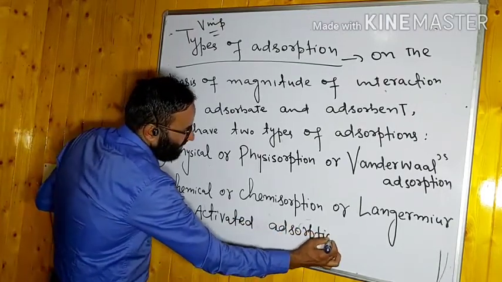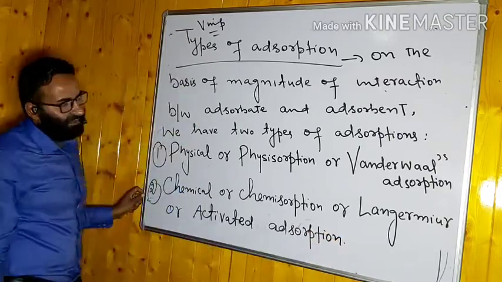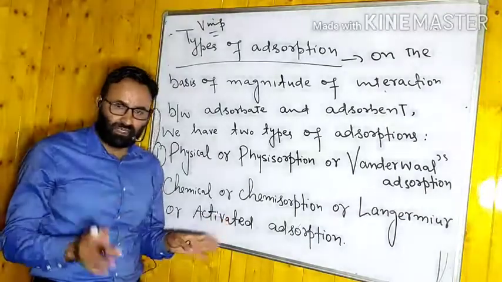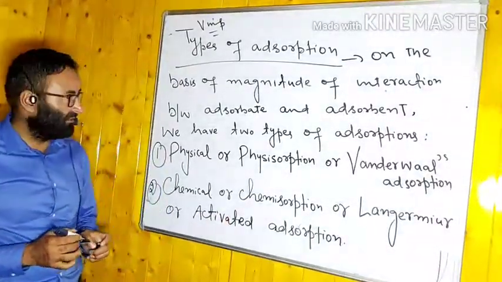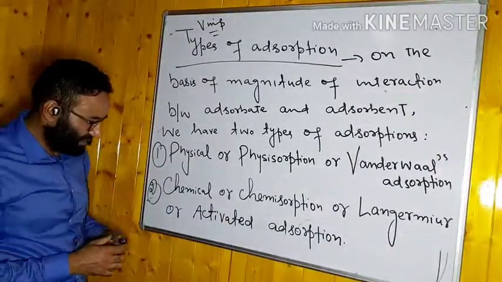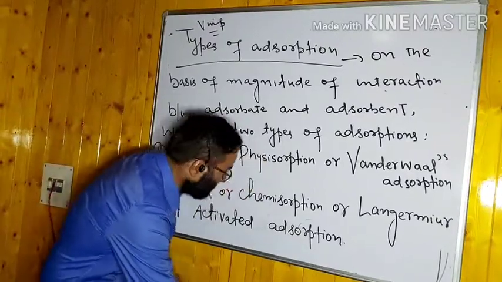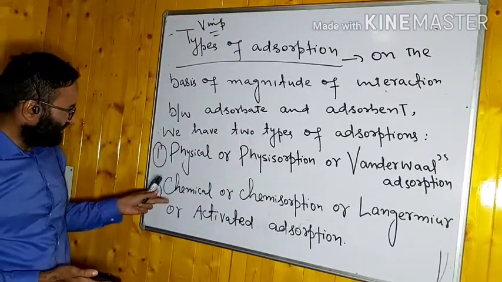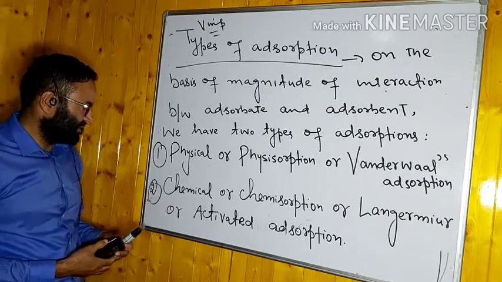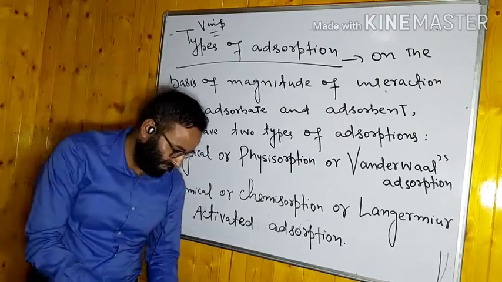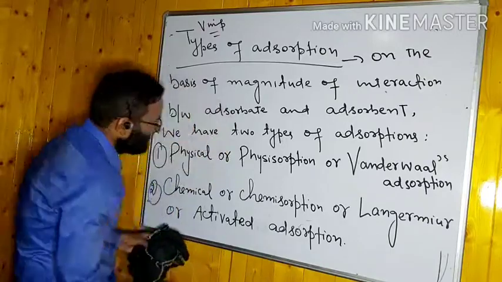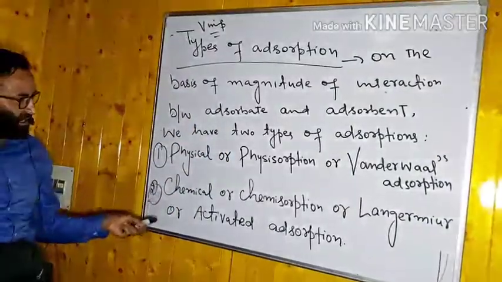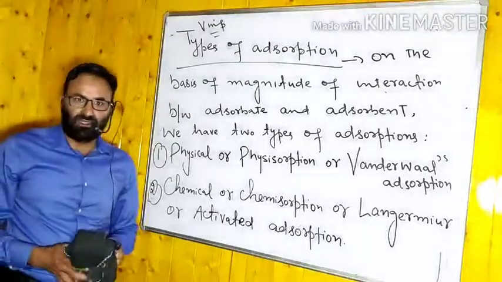It means that on the basis of interaction between the adsorbate and adsorbent, we have two types of adsorption. This is a very important question. The physical adsorption, also known as physisorption or van der Waals adsorption, and the second, we have chemical adsorption, or the Langmuir adsorption. In the next lecture, we will discuss this very important topic, that is physical adsorption and chemical adsorption.